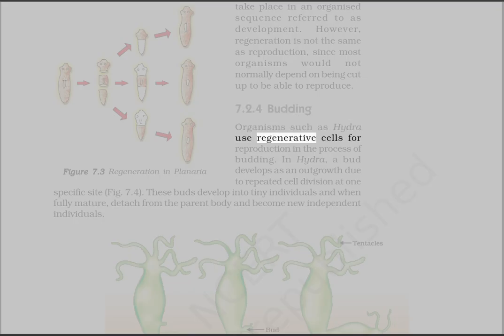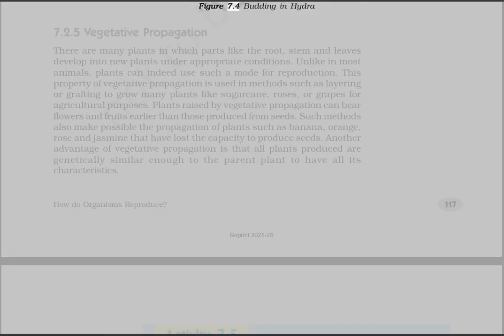Organisms such as Hydra use regenerative cells for reproduction in the process of budding. In Hydra, a bud develops as an outgrowth due to repeated cell division at one specific site, Fig 7.4. These buds develop into tiny individuals and when fully mature, detach from the parent body and become new independent individuals. Figure 7.4, Budding in Hydra. 7.2.5 Vegetative propagation.